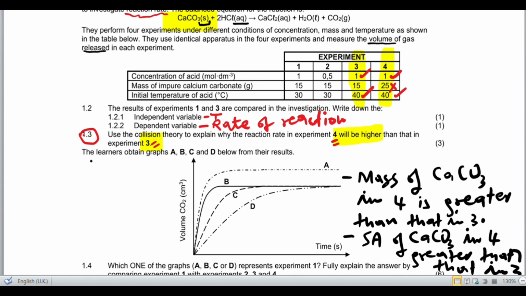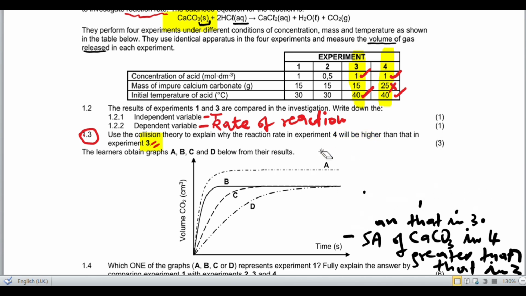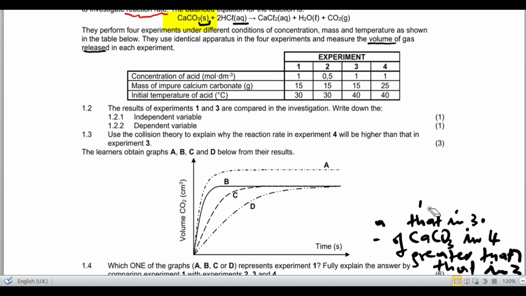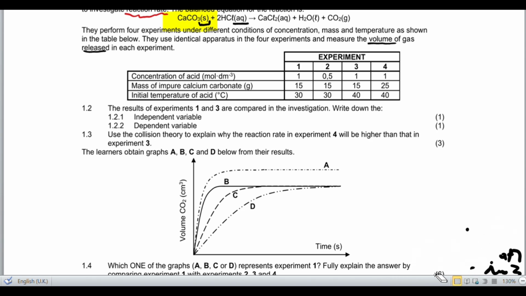Now let's go to this question. Kuthiwa learners obtain graph A, B, C, and D below. So which means ngoku funeka sijongile ke ngoku phaa kwitheyibhi yethu. Sijonga apha kwitheyibhi yethu ke ngoku uba yeyiphi i-experiment ezohamba nograph A, yeyiphi i-experiment ezohamba nograph B. Okay, masiyeni ke sijonge loo nto.